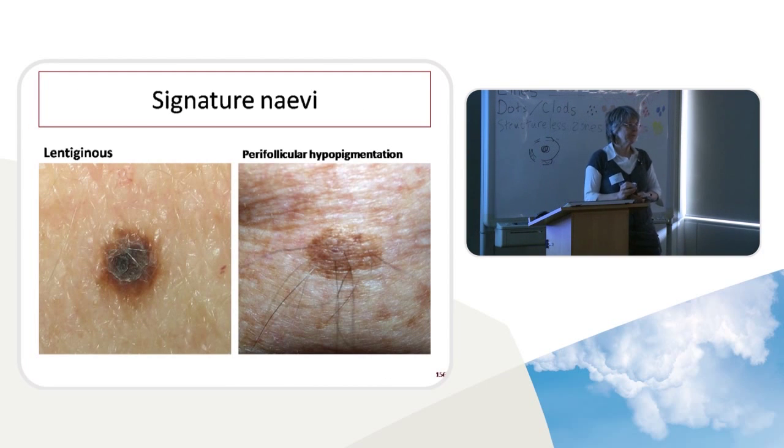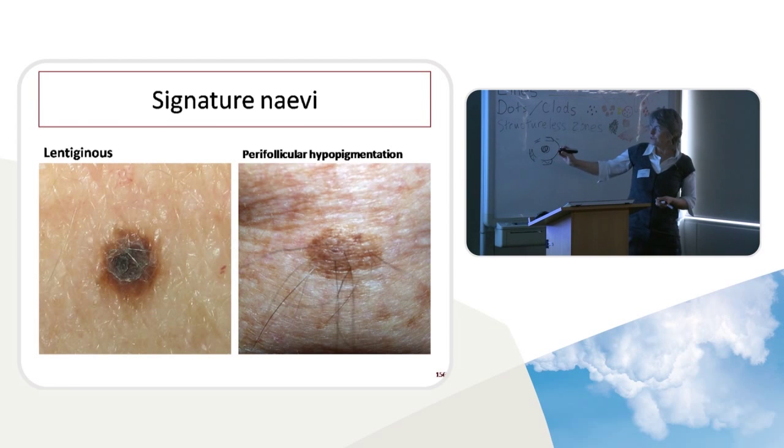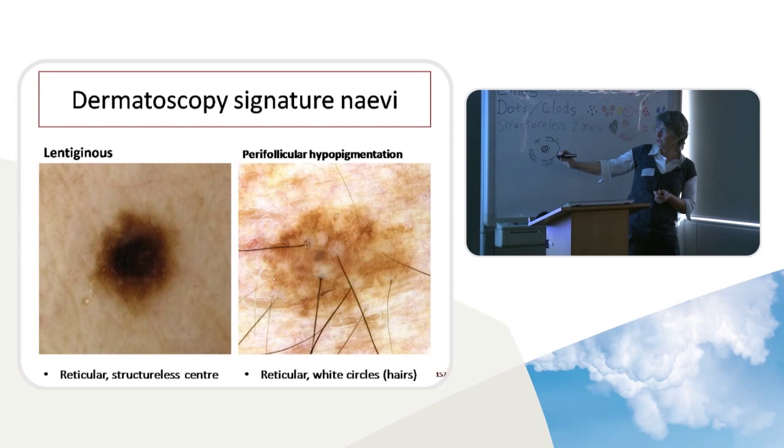So two more types of signature nevi that are not uncommon. The lentiginous. These are little dark spots, and people are covered in little black spots. And when you look closely, the centre is darker than the edge, and they often have a little bit of scale on them. And the perifollicular hypopigmentation pattern is that there's hypopigmentation around the hair follicles. And on dermoscopy, the lentiginous one has a dark centre and a little bit of a radial bit coming out, and the perifollicular hypopigmentation. So the hairs are relatively less pigmented than the non-hair bearing skin.